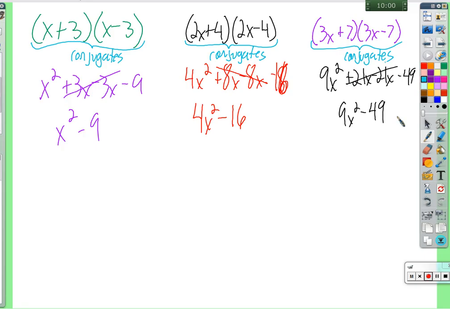Okay, then what can we say about the numbers that are involved in the final product? They have a squared x. Yeah. What else? They all have a minus something. None of them came out to be plus. Square numbers. Good. Because they are all minus, they're all what we call differences.